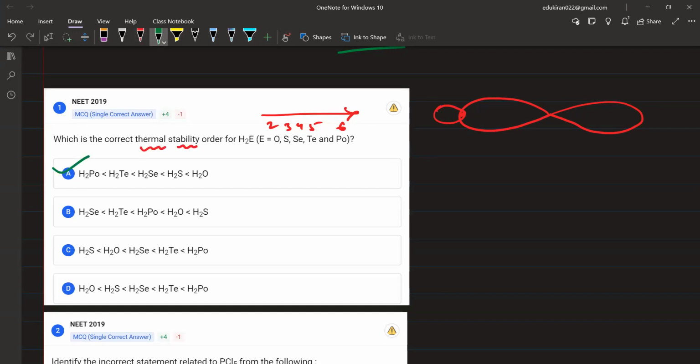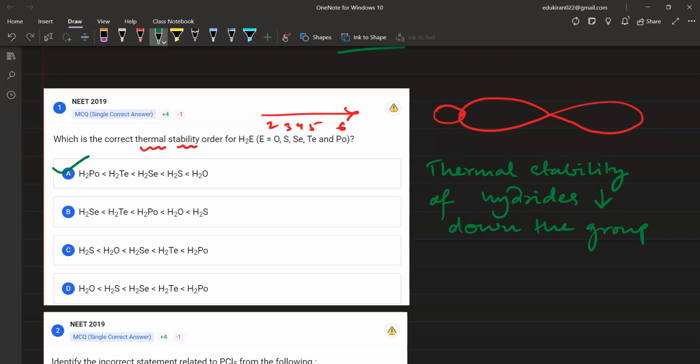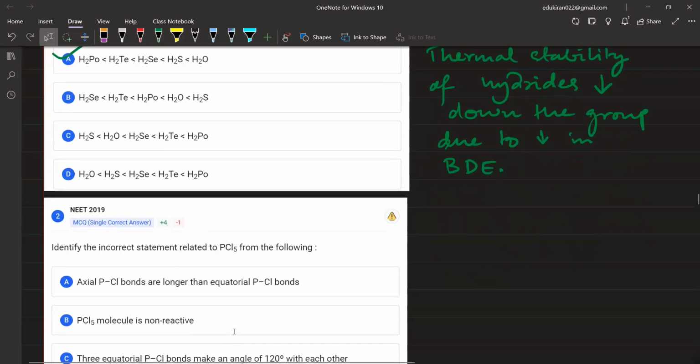ठीक है, क्या लिख लेंगे इसमें पॉइंट आप? Thermal stability of hydrides decreases down the group. Thermal stability of hydrides decreases down the group, due to what? Due to decrease in bond dissociation energy. Write this down.